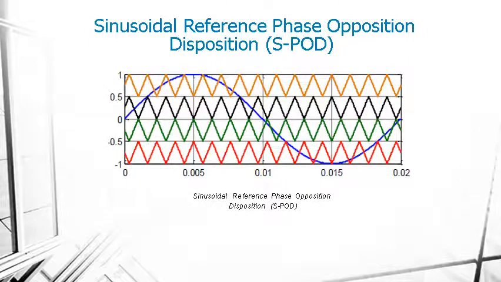Sinusoidal reference phase opposition disposition, SPOD. This figure illustrates the sinusoidal reference phase opposition disposition. The carriers in this technique have the same frequency and amplitude, but they are different in the DC offset, and the two carriers above the zero axis are phase shifted 180 degrees from those below the zero axis. Also, the reference in this technique is a sinusoidal signal as shown.